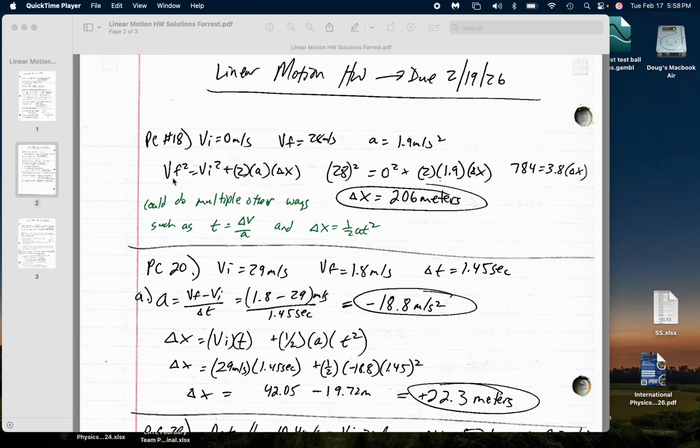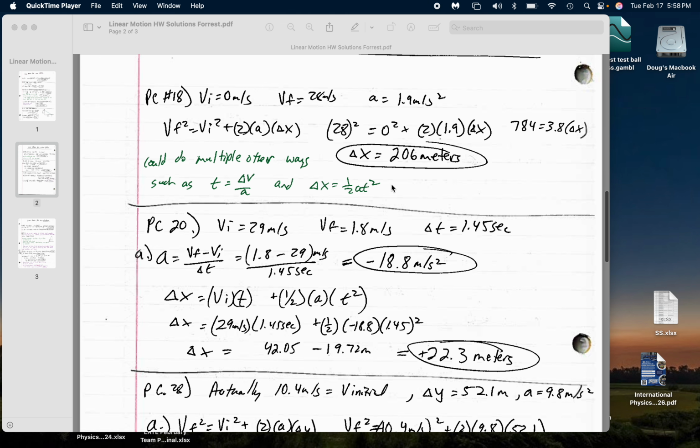So final velocity is actually 28 meters per second. People might think that's the initial velocity because that's the takeoff speed. We're talking about the plane gaining speed on the ground. So it starts at 0, ends at 28. That's the acceleration times 2. So I get 28 squared is equal to 3.8 times delta x. And so that delta x is 206 meters. That's about 650 feet. That seems very short, but honestly for a single engine plane, small plane, that's not unreasonable. So again, there are other ways you could do this. For example, you could have used this to solve for time and then plug time in there.